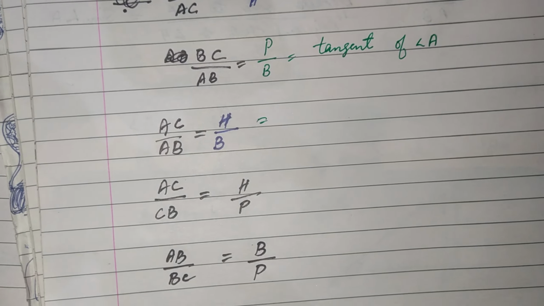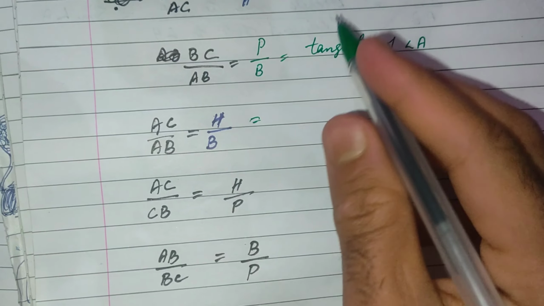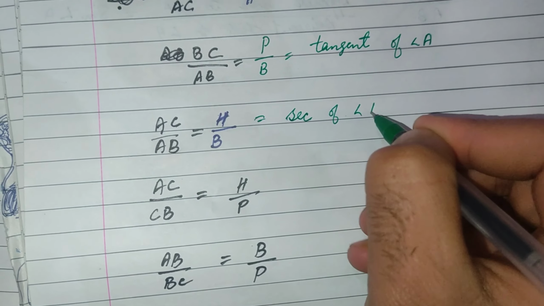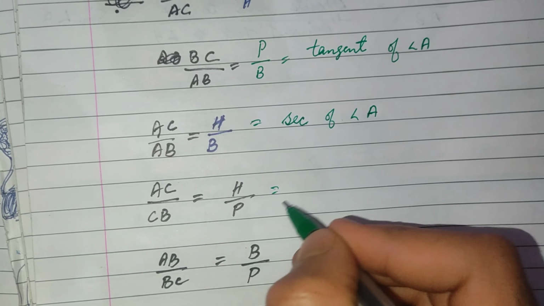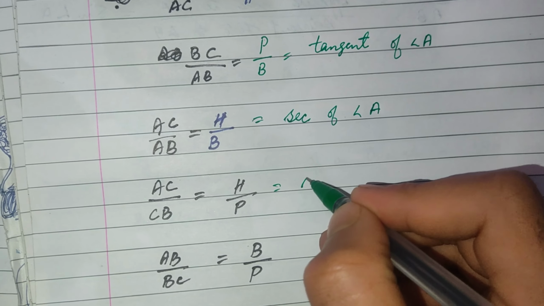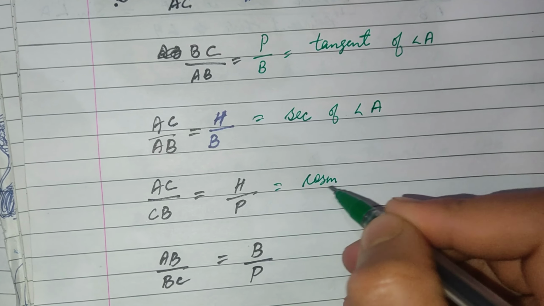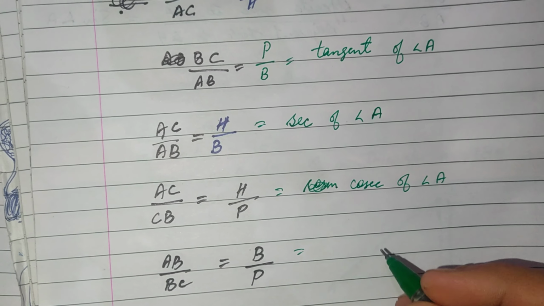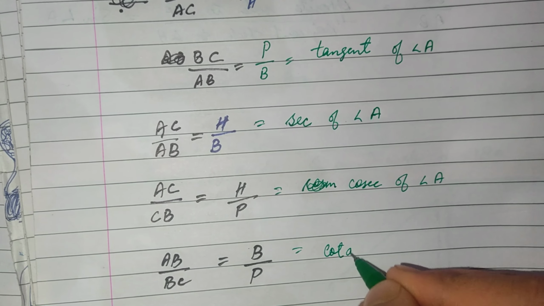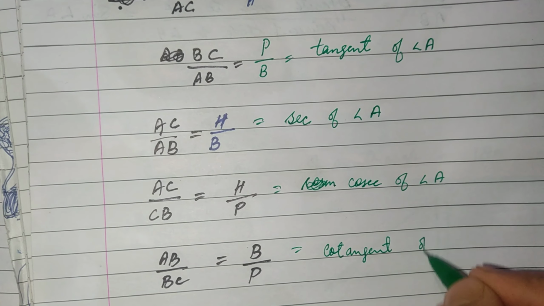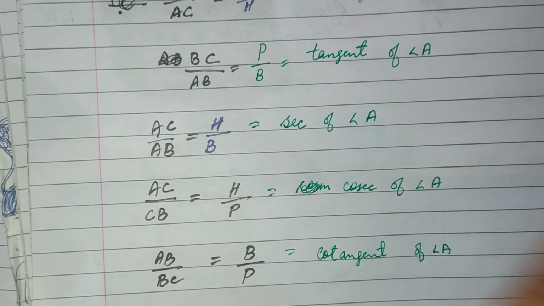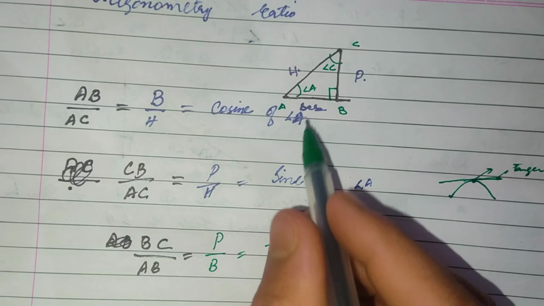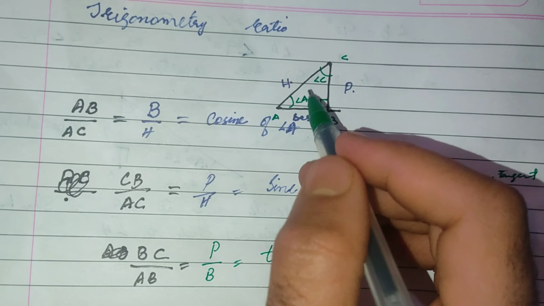For these three: AC divided by AB, hypotenuse over base, is sec of angle A. Hypotenuse over perpendicular is cosec of angle A. And this other one is cotangent of angle A. These are the six ratios for the triangle ABC with AB as base, BC as perpendicular and AC as hypotenuse.